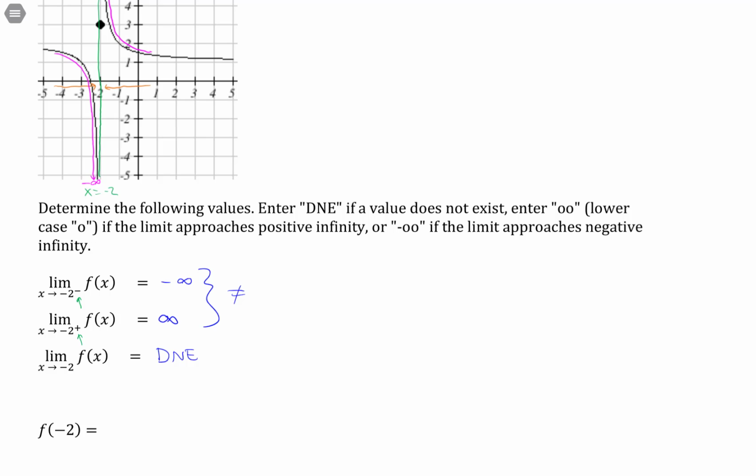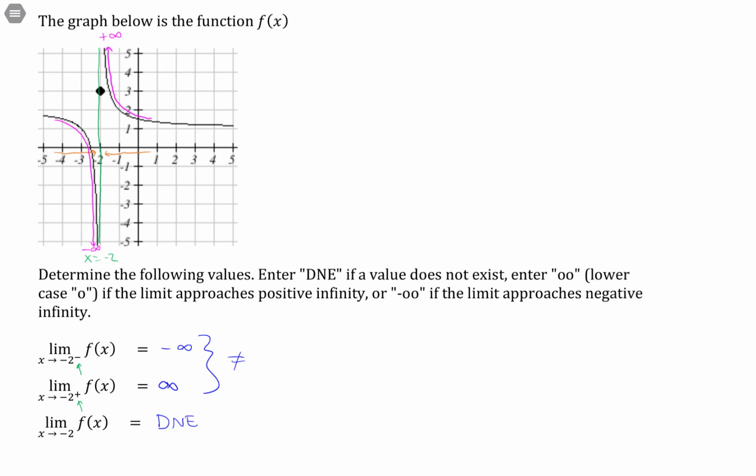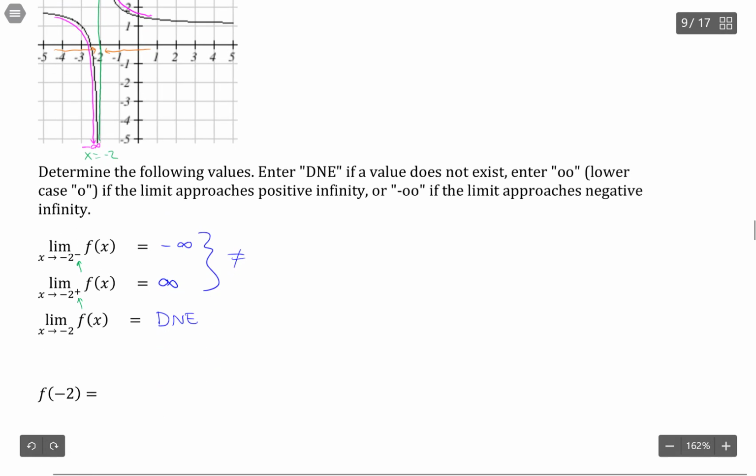What is the value of f of -2? Well, f of -2 is where the function is defined, not what it's approaching. So it is defined at this particular point here, which is -2 and then +3. So the y value there is +3, and that's the value of f of -2.